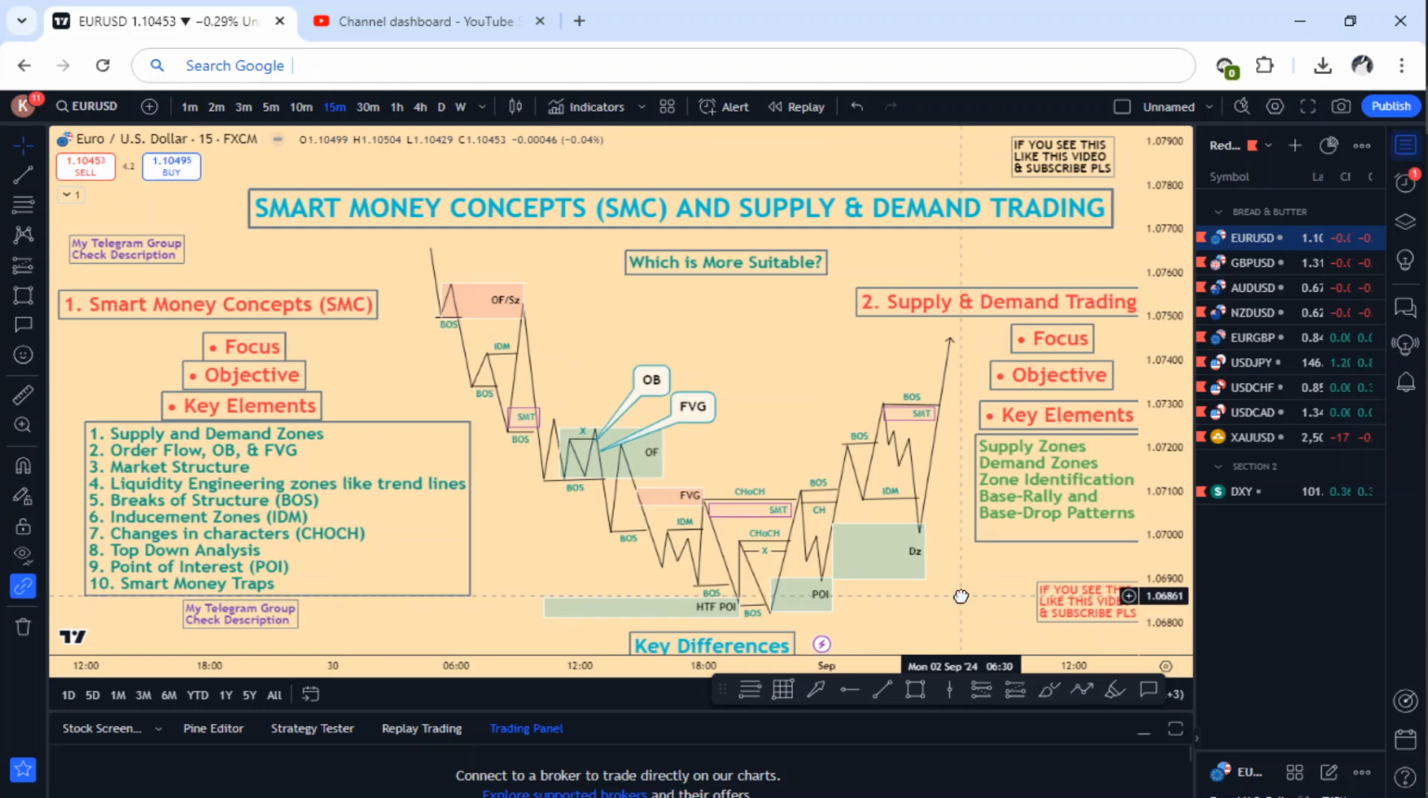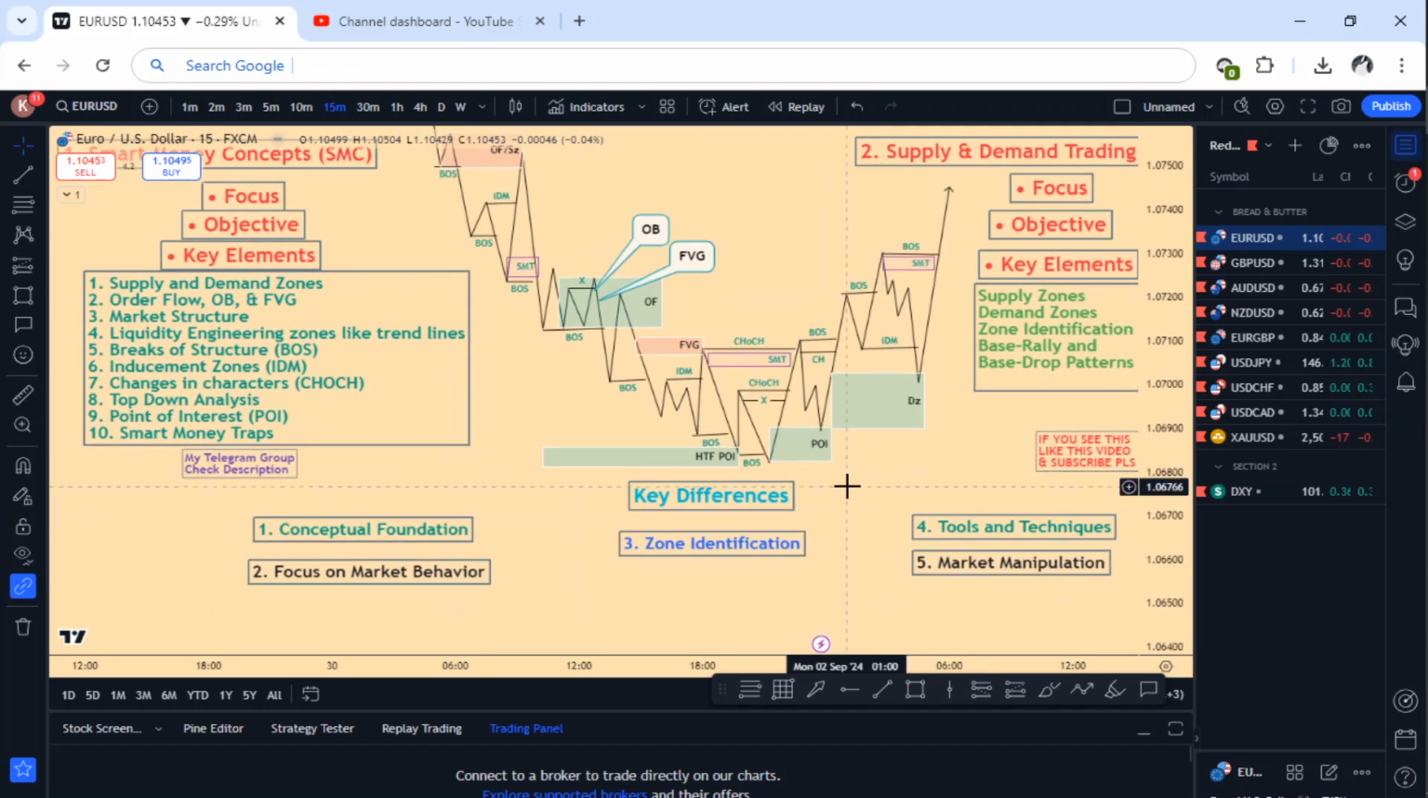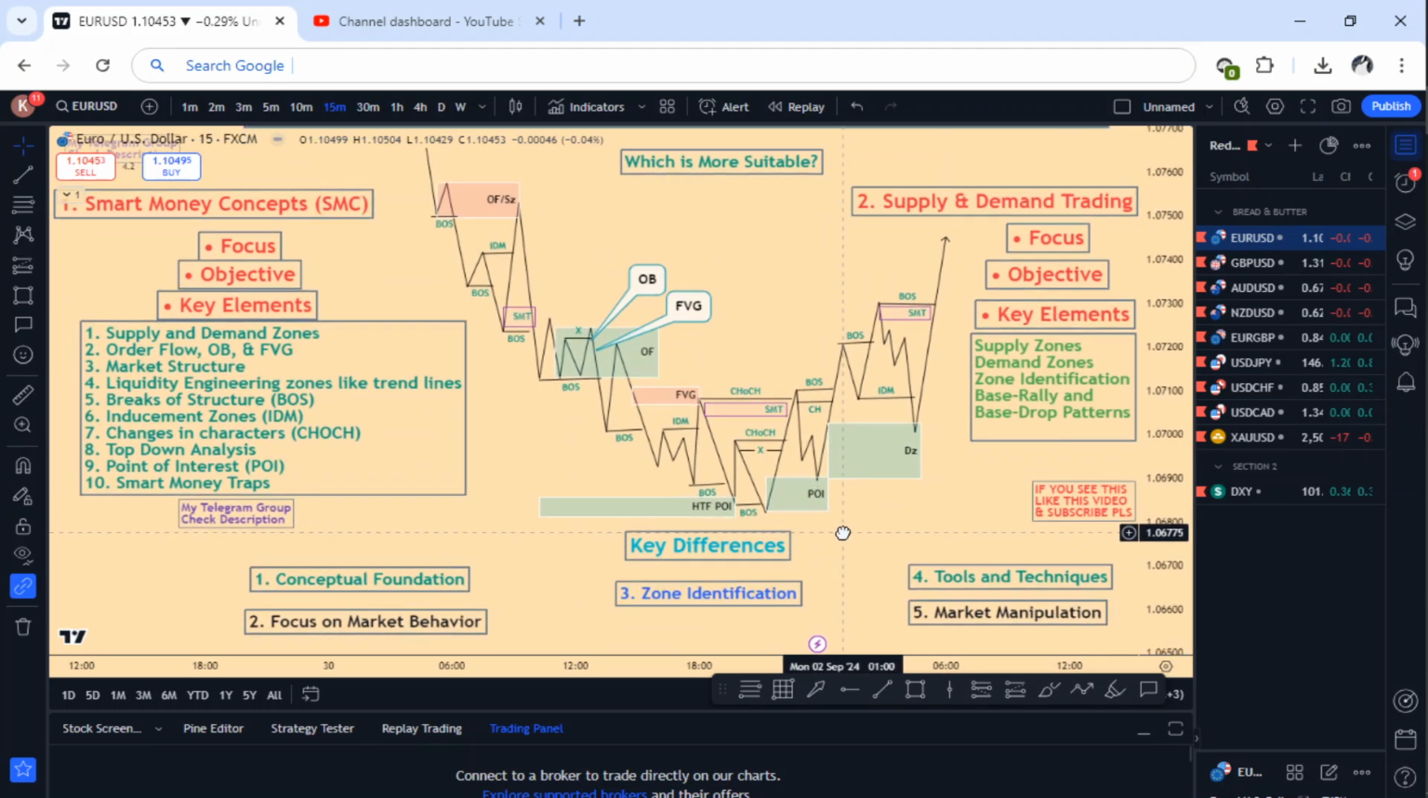Now, with that simple explanation of them, let's look at the differences that emerge from these two. The differences are mainly categorized into 5 major areas. The first one is conceptual foundation. SMC basically centers on the idea of tracking smart money and institutional behavior. It looks at market manipulation, liquidity hunts, and other order flow to align with large players.